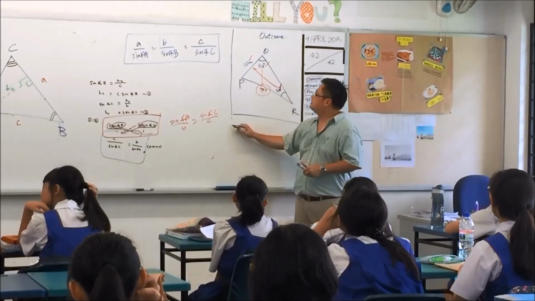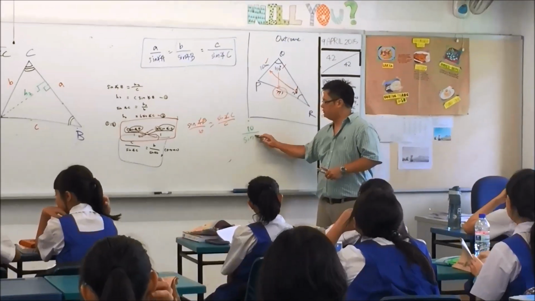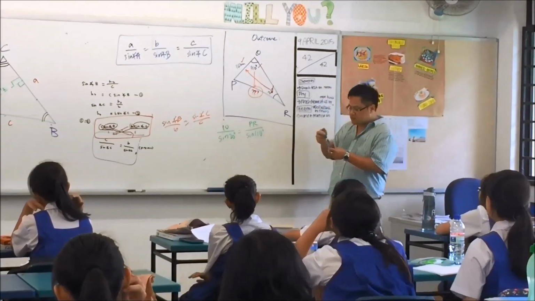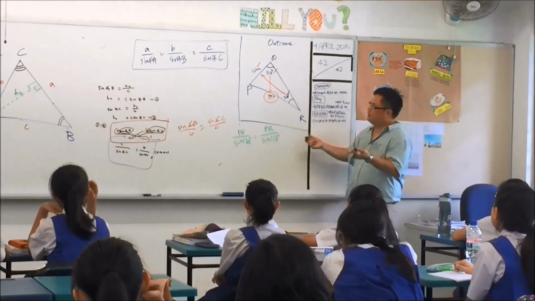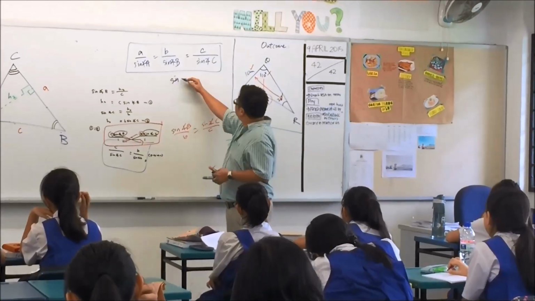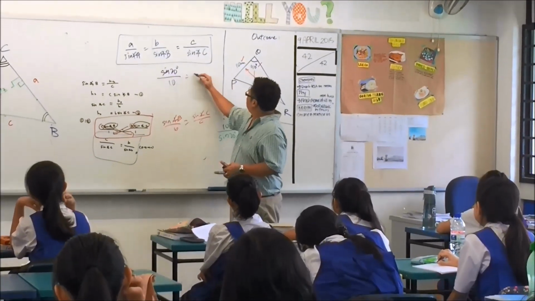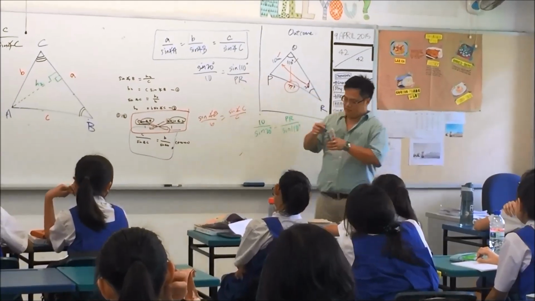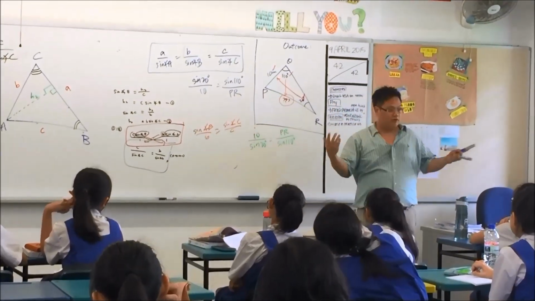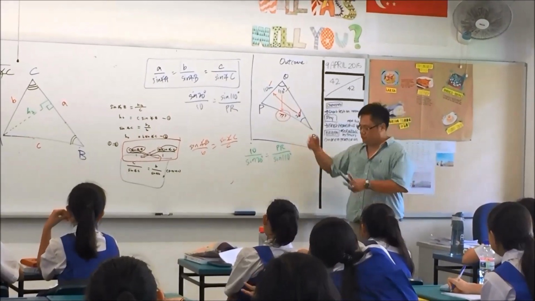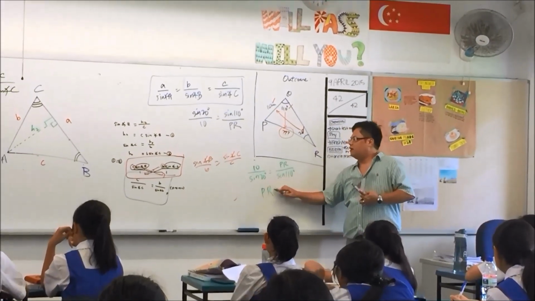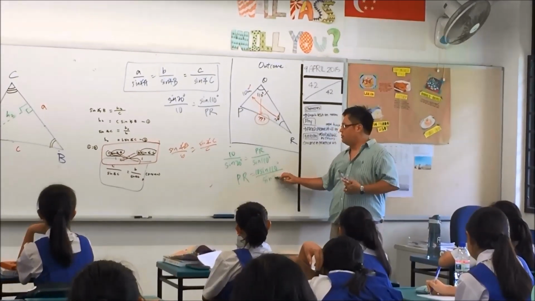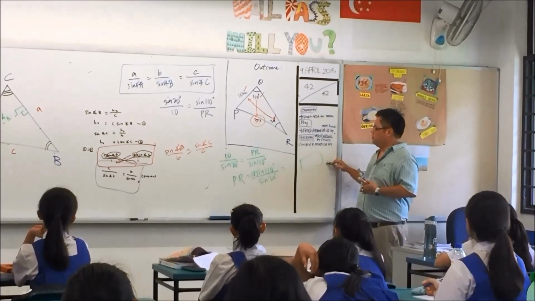Be it you write 10 over sine 20 equals PR over sine 110, or you want to write it the way that Nadia would have written it: sine 20 degrees over 10 equals sine 110 degrees over PR. Doesn't matter, we will end up with the same conclusion. So from here we use just a very simple manipulation. PR is equal to 10 sine 110 divided by sine 20. Punch your calculator, here we go, 3 seconds.